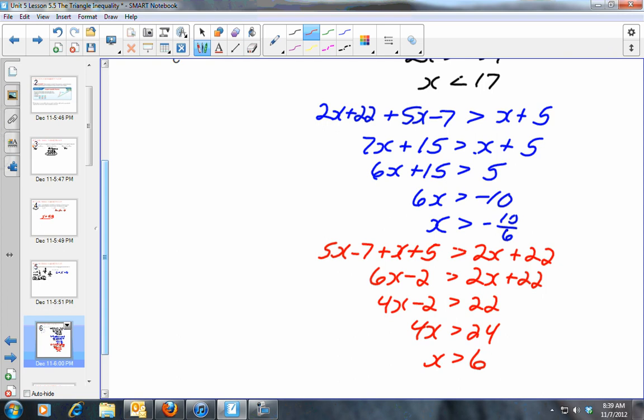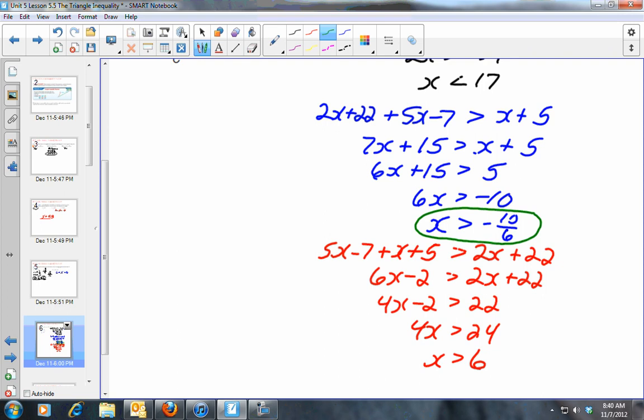So, this isn't incorrect. It's not incorrect at all. It's just not useful. I mean, because if x is greater than 6, it has to be greater than negative 10/6 as well, doesn't it? Okay, so what have we found out?